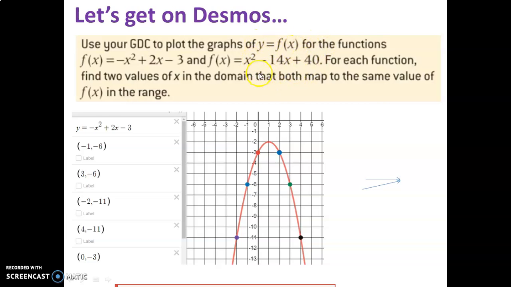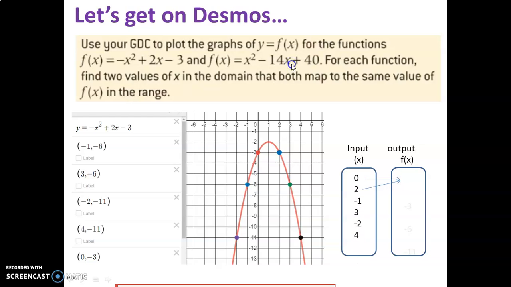Graph that one in Desmos and list some pairs of points. Okay, so in our case again, we have a many to 1 because 0 and 2 both lead to -3. The inputs of -1 and 3 both lead to -6, and so on and so on.